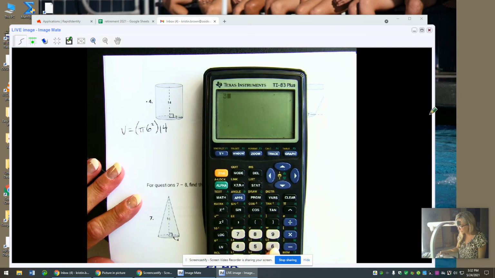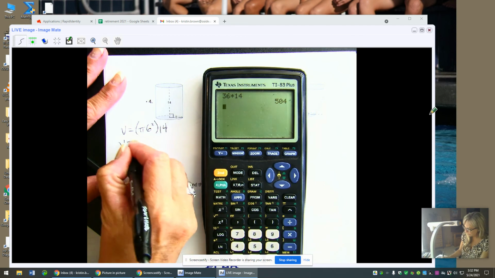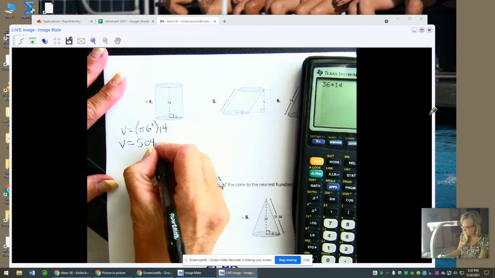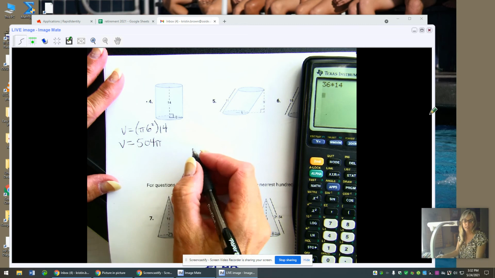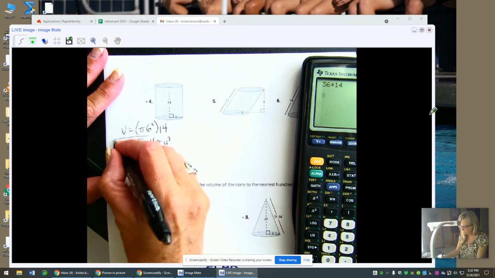So we have 6 squared is 36 times 14, and I got 504. And then we've got our pi there, but let's just write that so far. We have 504 times pi. That's called the exact answer. We'll say units cubed. That's exact.